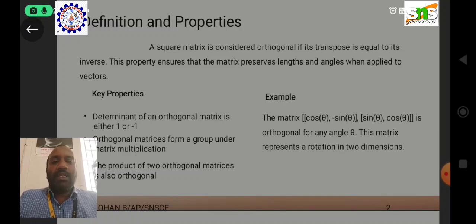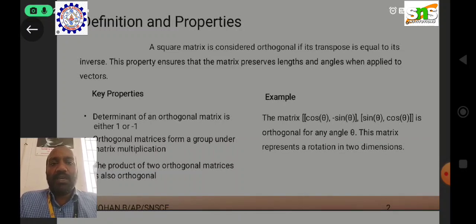Orthogonality is proved as x1 transpose x2 equals 0, x2 transpose x3 equals 0, and x3 transpose x1 equals 0. So the row and column products are always 0. The determinant of the orthogonal matrix is either 1 or minus 1, and the orthogonal matrices form a group under matrix multiplication.